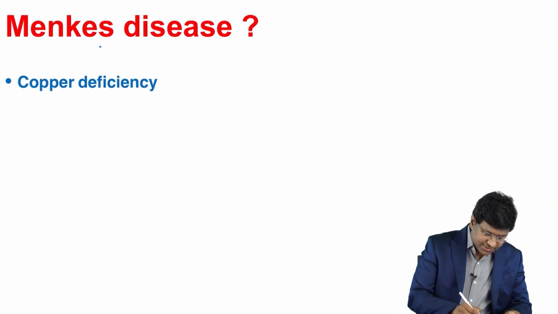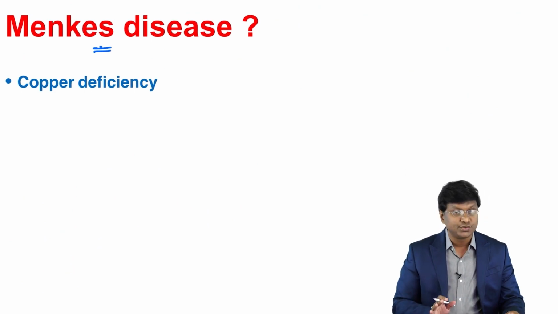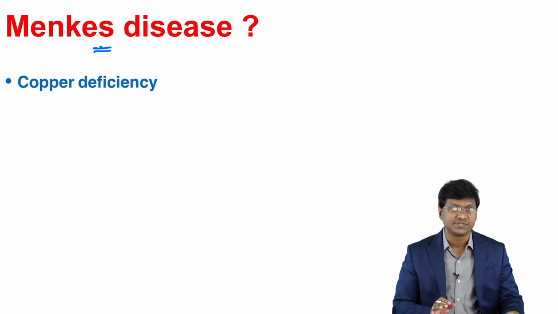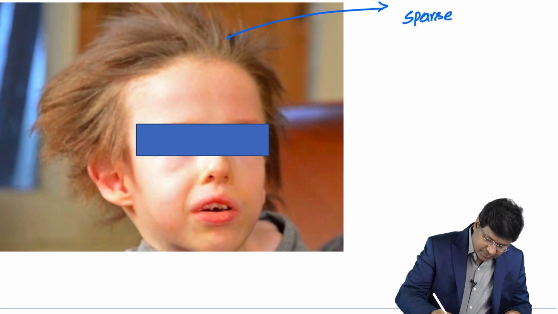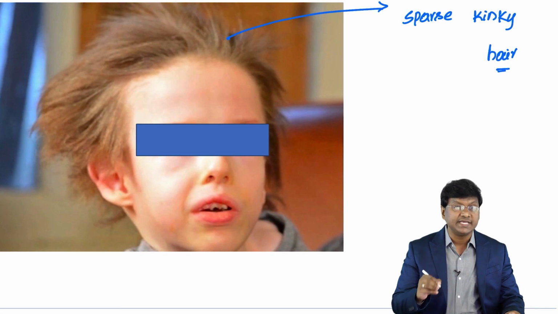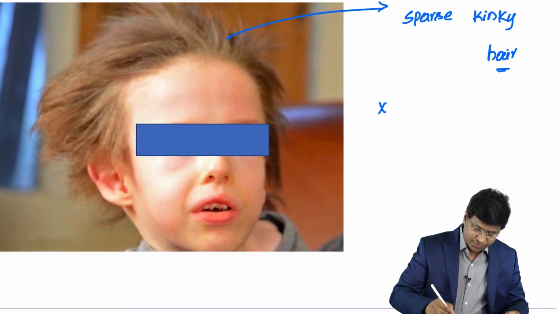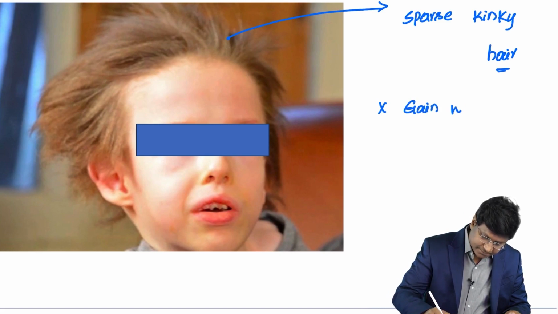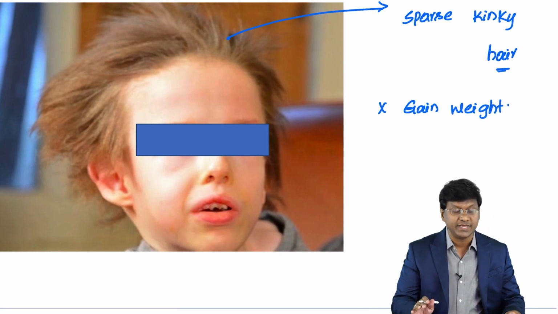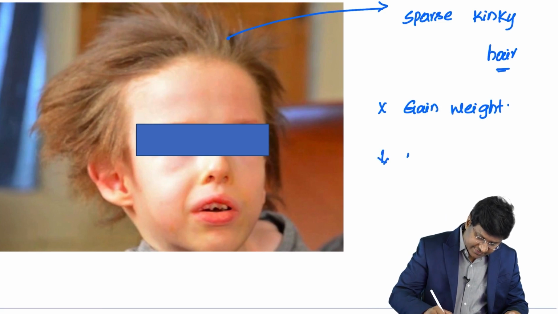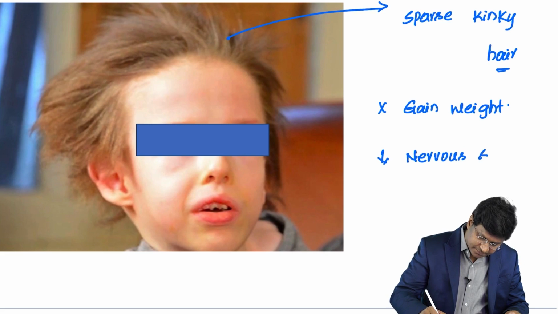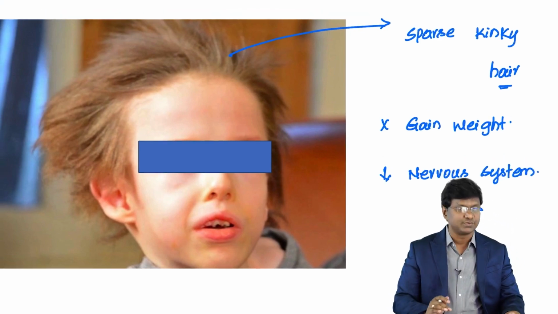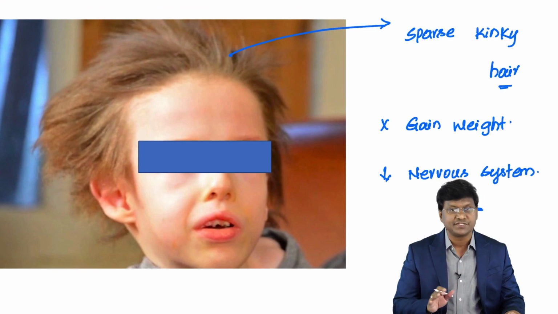Now, there was one more question asked on Menkes disease. Menkes disease is due to a defect in copper absorption. That is, there is copper deficiency. These patients with Menkes, which affects the copper level in the body, are characterized by sparse, kinky hair. Right? Sparse, kinky hair. And in these individuals, there is failure to gain weight, and there is deterioration of the nervous system as well. So this is about your Menkes disease, right? Where there is deficiency of copper.